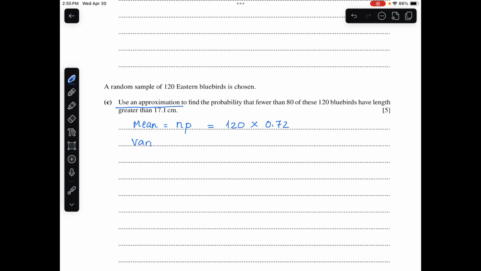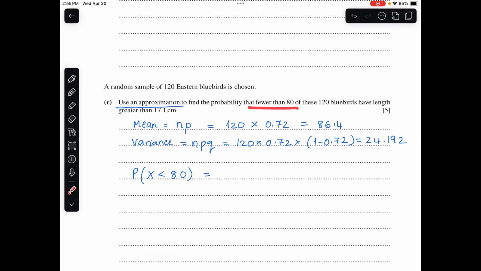Then the variance is going to be npq. That means 120 times 0.72 times 1 minus 0.72. So the mean works out to be 86.4, and the variance is equal to 24.192. We need to now calculate the probability of x less than 80, fewer than 80. It's been given over here in the question. Fewer than 80 had lengths greater than 17.1.